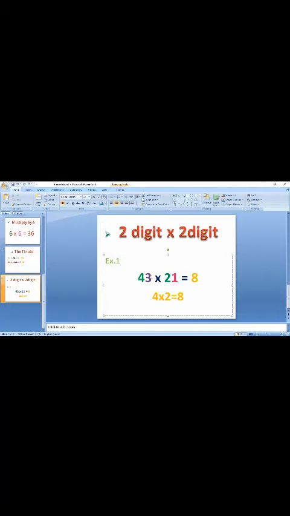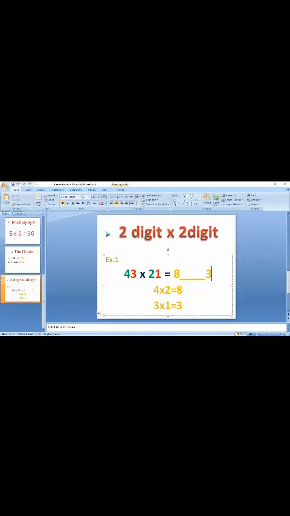Then we have to multiply the second digits. What's the second digit of the first number? It's 3. And we multiply that by the second digit of the second number, which is 1. So we multiply 3 into 1 and we get 3. So 3 will be the last digit of the answer.